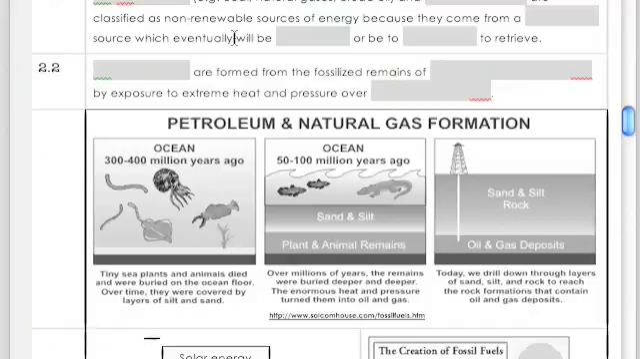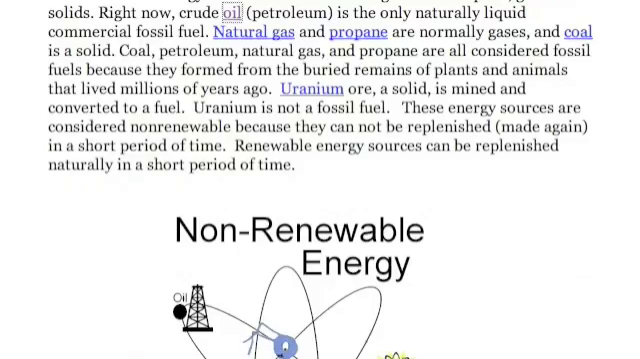For example, like oil. Now how does this come about? Let's have a quick look at this. Non-renewable sources come out from the ground as liquid, gases or solids. Commonly we rely a lot on crude oil. It is the only natural liquid commercial fossil fuel. Natural gas and propane are normally gases, and coal is a solid. These are non-renewable energy.